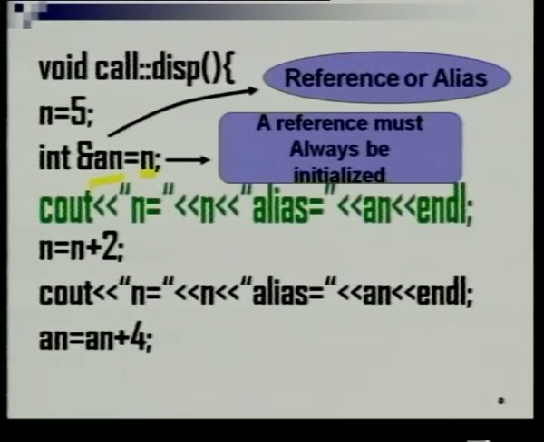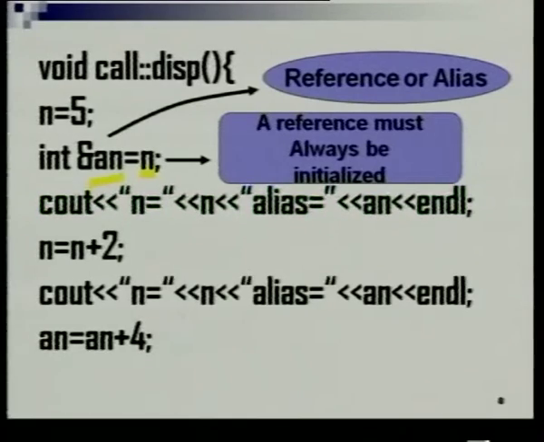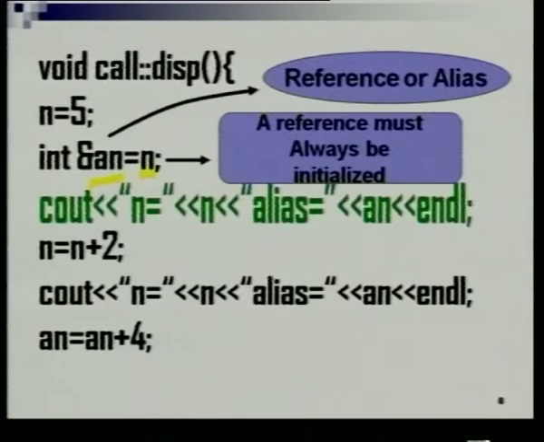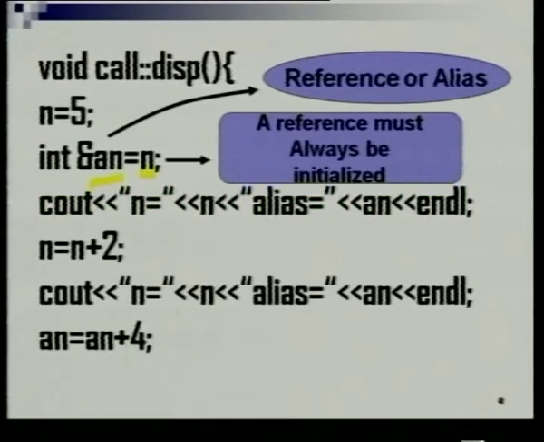Next, we are using the cout statement. In the cout statement, first we are displaying the value n, that is the original value n, which holds the value 5. And next we are saying alias and we are displaying the alias value of that variable. The alias is nothing but an and we are displaying its value.